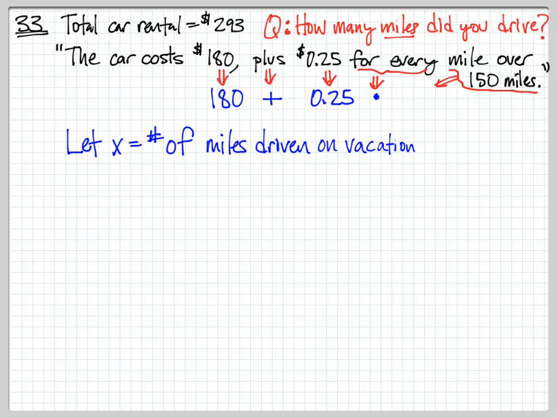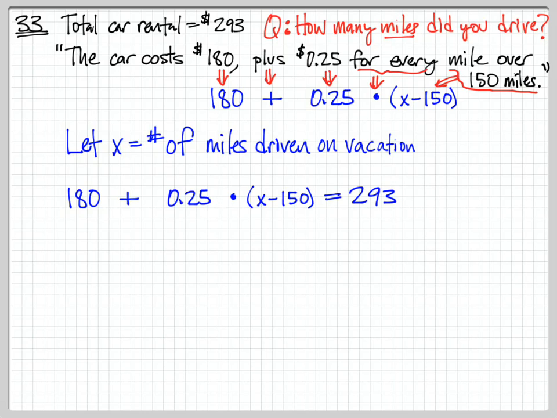So I'm going to stop right now, and I want you to think about how you would express miles over 150. You can pause it for a second, and I'll give the answer right now. So you can express it as x minus 150, and that's the trick for this one. So now that we have the total car cost, we know that this equation is equal to $293. That's how much the car rental was.